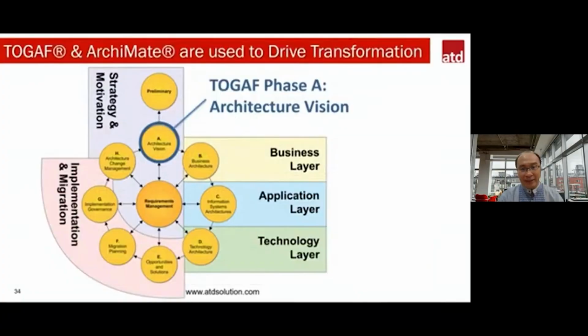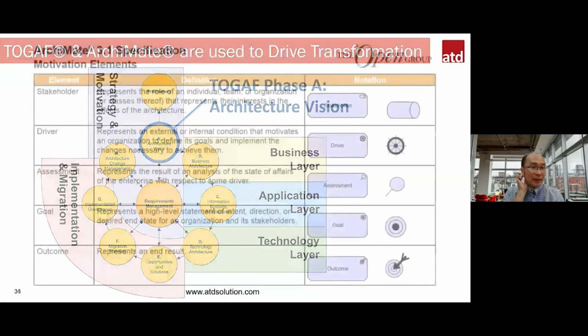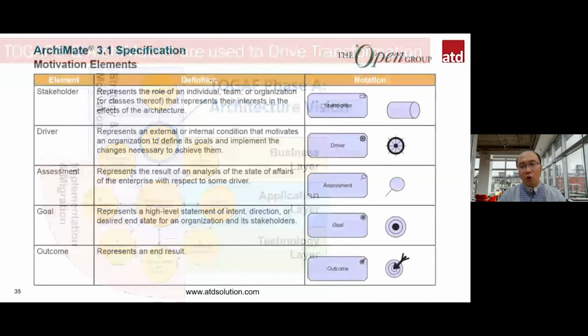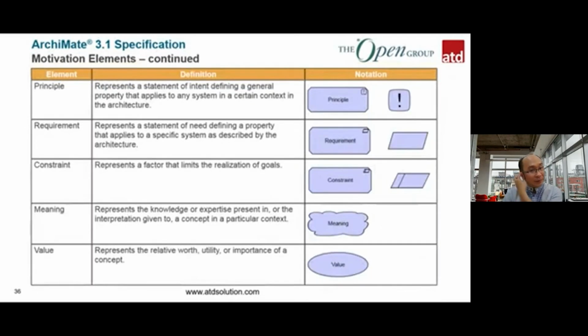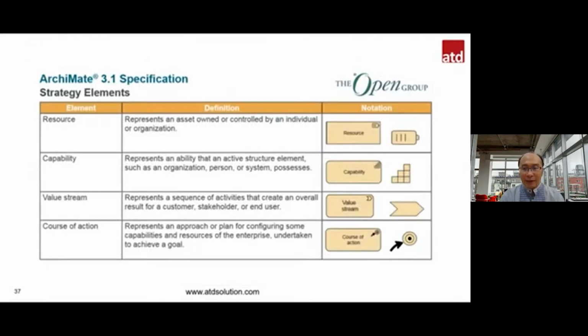Let's focus on phase A, architecture vision. In ArchiMate 3.1, they have a set of building blocks that you can use. As you can see here, there is stakeholder, driver, assessment, goal, and outcome that you can use as building blocks. Then after that, they have principle, requirement, constraint, meaning, and value. Then they also have strategy elements that allow you to model the strategy, in terms of resource, capability, value stream, and course of action.